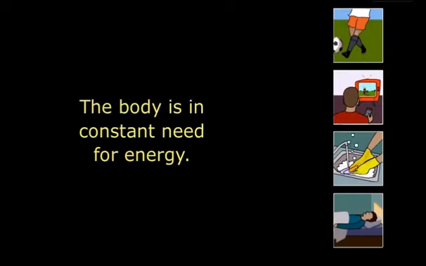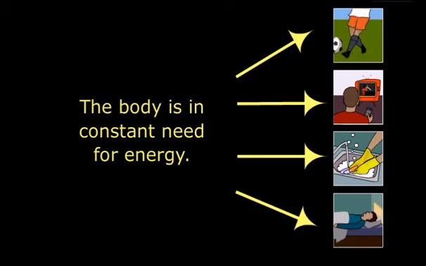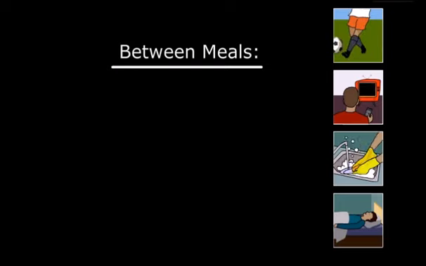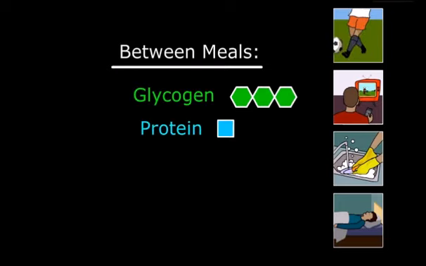The body is in constant need for energy to meet physiological needs, yet we are not always eating to supply it with energy. We supply the body directly with energy only during and immediately after a meal. During the remainder of the day, the body is essentially in a state of fasting. During these times between meals, stored energy in the form of glycogen, protein, or fat is used to supply the body with the necessary energy.